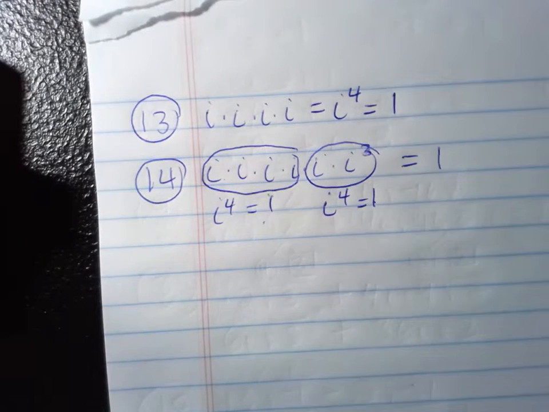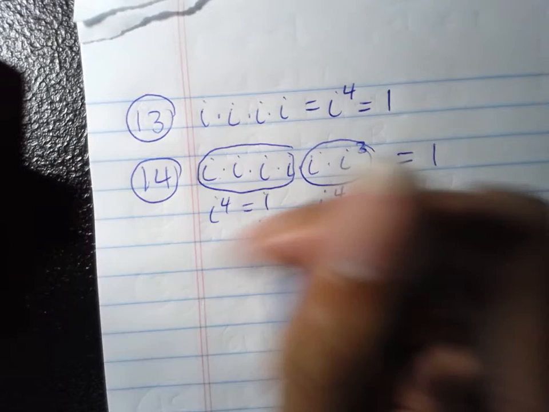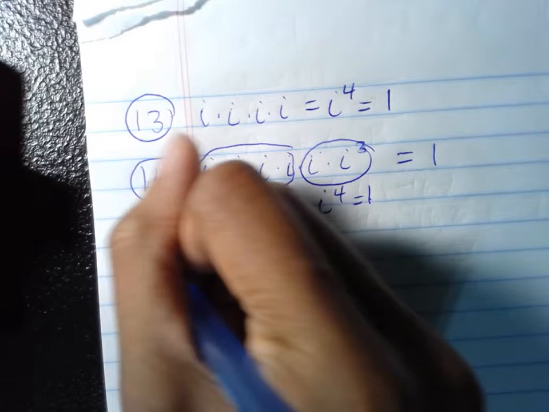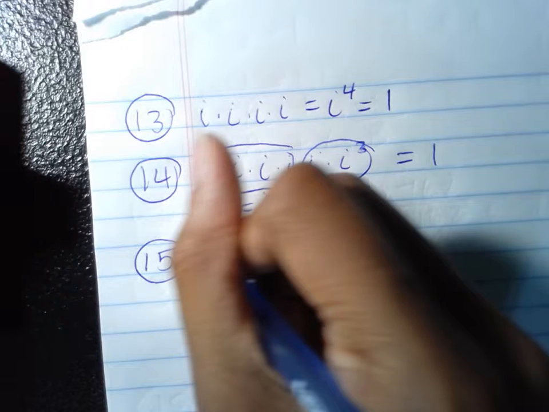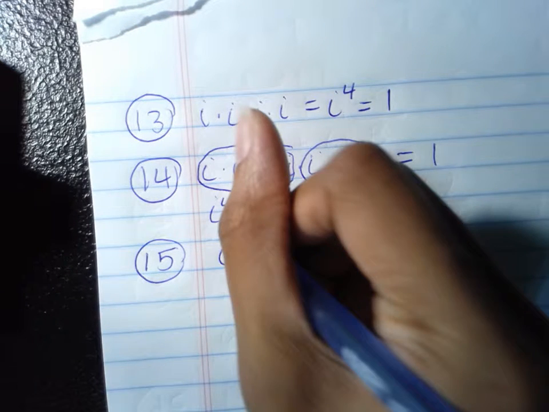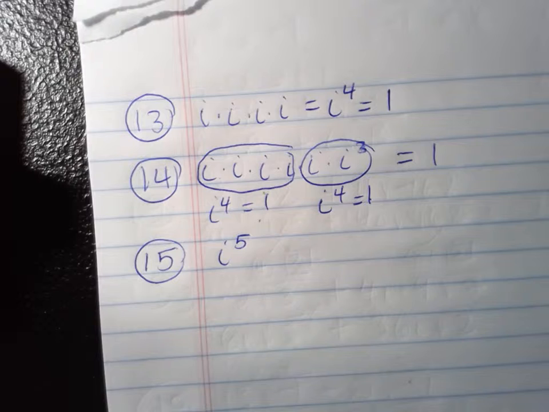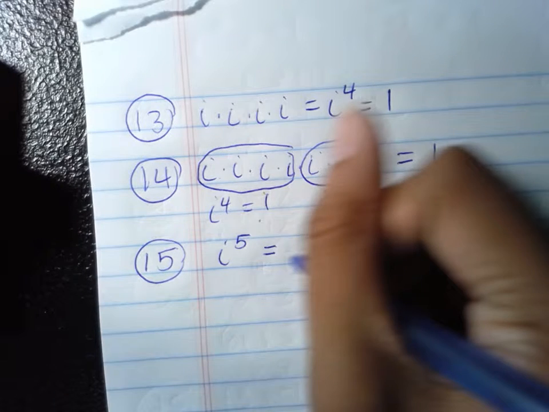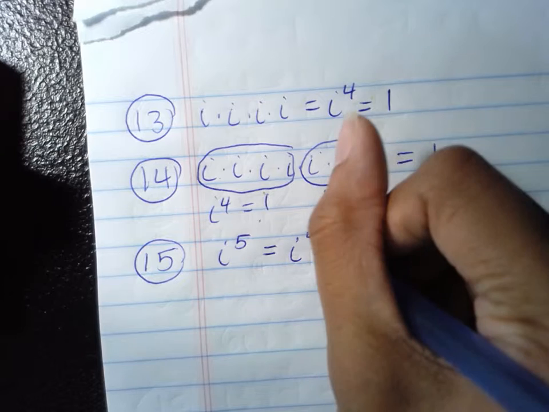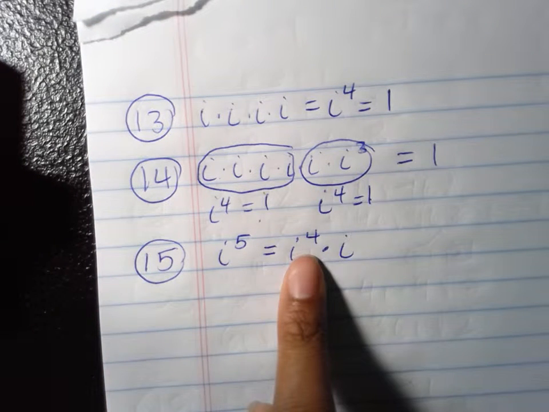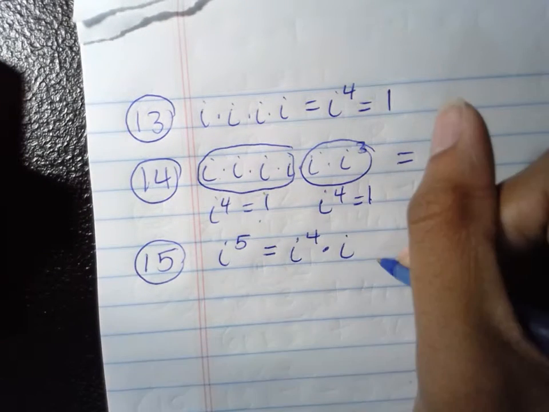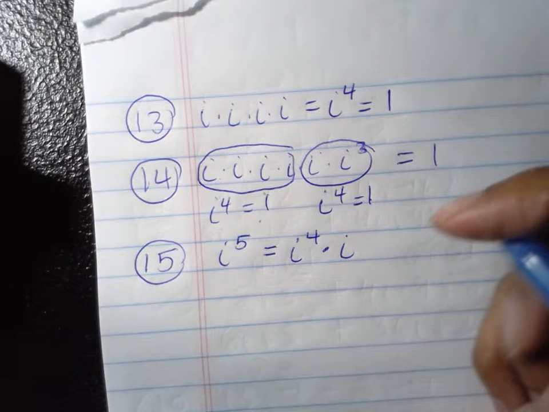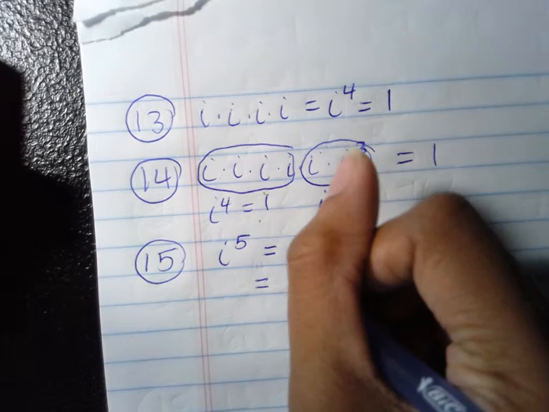Alright, let's talk about 15. So we have i to the fifth. And we already know that i to the fourth would be 1. So watch how I rewrite this. I'm going to put i to the 4th times i, because 4 plus 1 makes 5. So technically we have 1 times i, which just equals 1i, or just i.